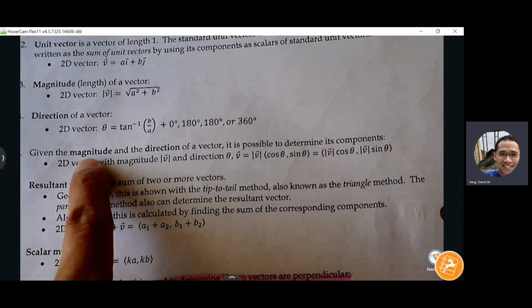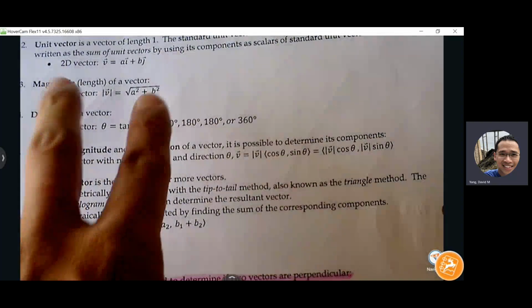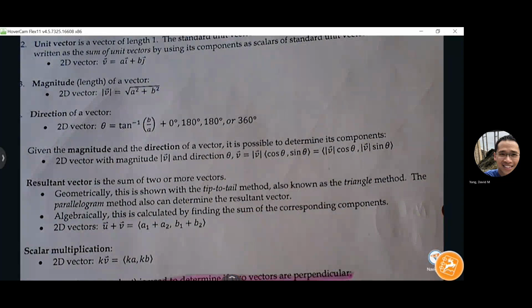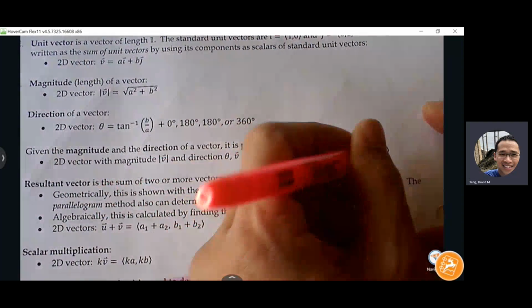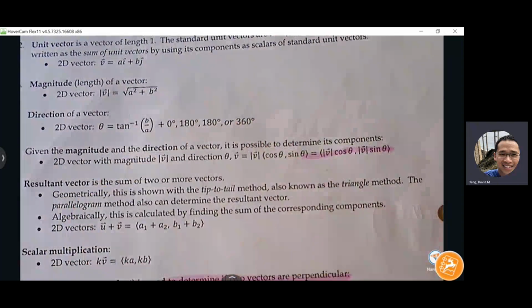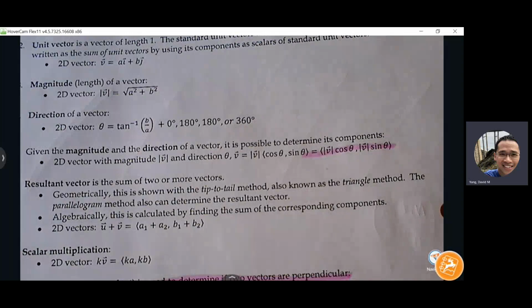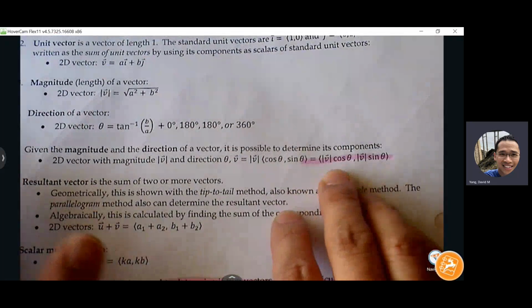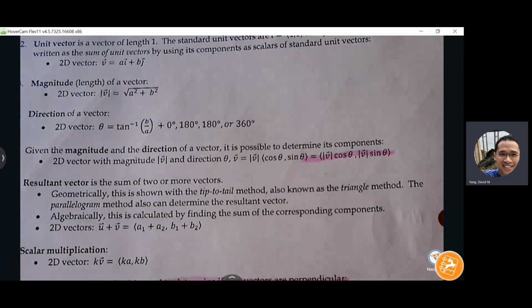But if you were given the magnitude and direction, make sure we also know how to get back into component form. And the formula is this, okay? It's magnitude times cosine theta for the horizontal component, and then it's magnitude sine theta for the vertical component. And either you memorize this or you understand how to arrive at these.